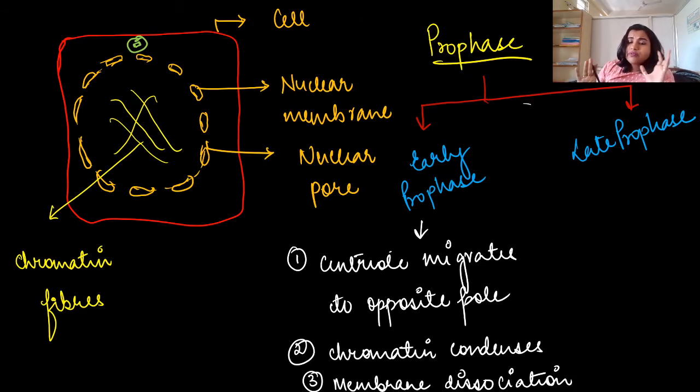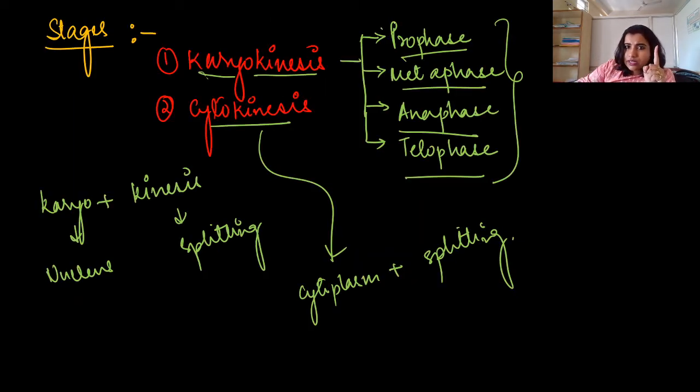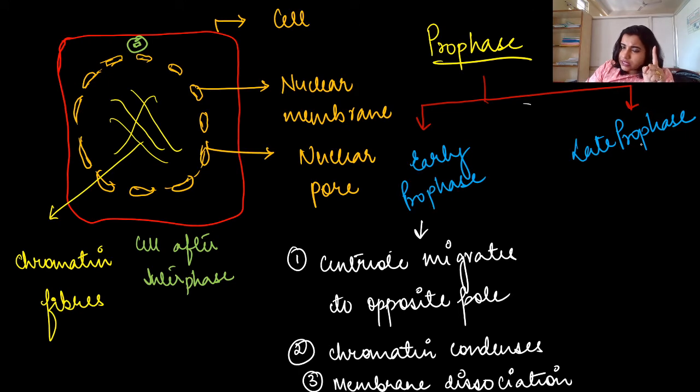Now this is the very first stage of karyokinesis, that is prophase. Now see here, this is a cell after interphase, that means after G1, S and G2 phase we got this cell. Now this cell will enter into karyokinesis, that is the first step in karyokinesis. You can say this is prophase, right? So here the cell will enter into prophase. Prophase is divided into two parts, early prophase and late prophase, right? So if you see here early prophase, what will happen?